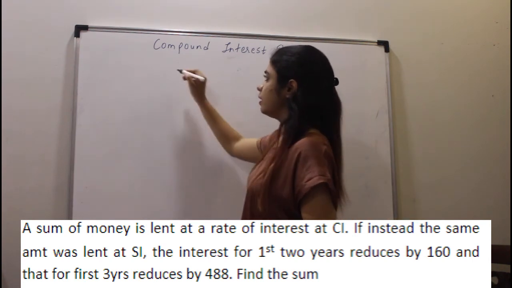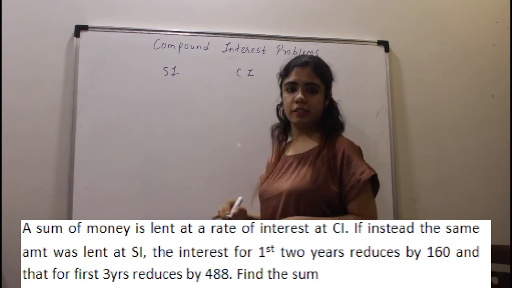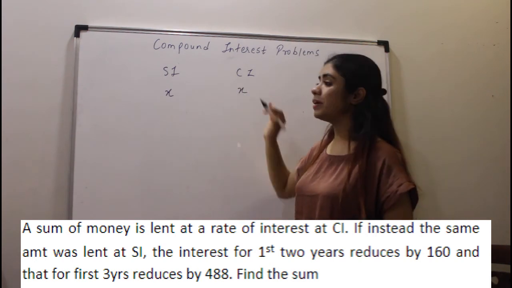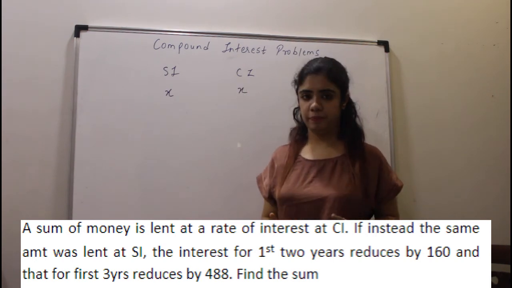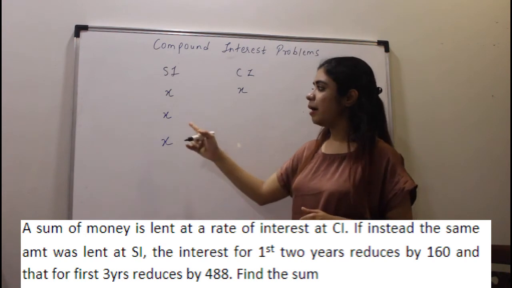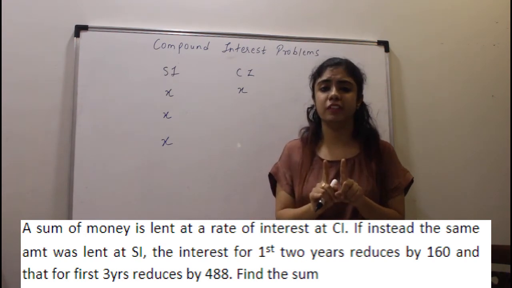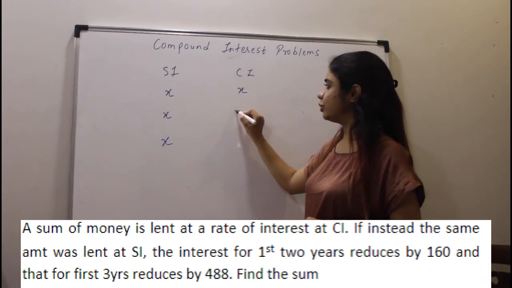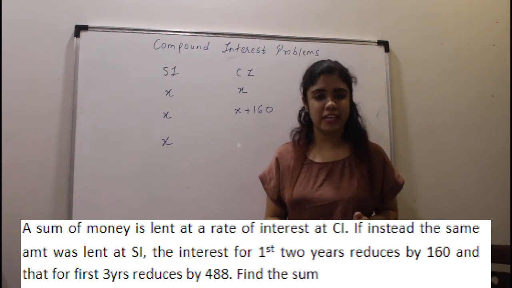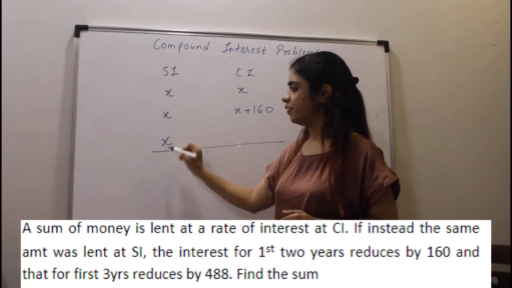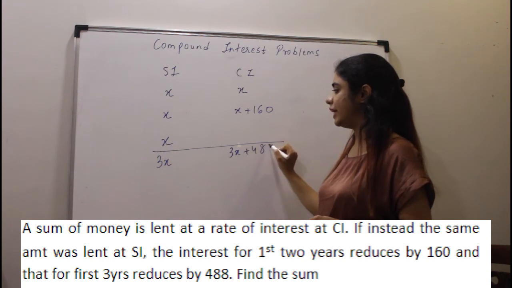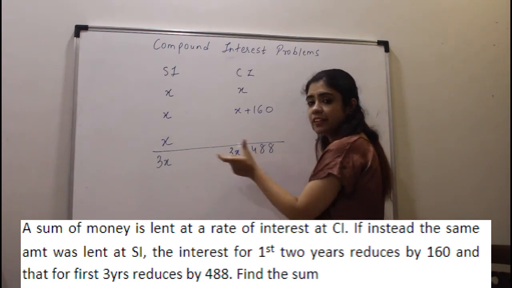Now let's understand. Suppose let's talk about simple and compound interest. Suppose the simple interest for the first year was X rupees. So the compound interest would also be X rupees because it is the same for the first year. Second year का simple interest would also be X और third year का would also be X. But यहाँ पे क्या हो रहा है? First 2 years का difference है 160. तो अगर इधर X है, इधर हो जाता X plus 160. First 3 years का difference है 488. So that means if the value here is 3x, the value here should be 3x plus 488. ठीक है? Because 3 years का difference is 488.